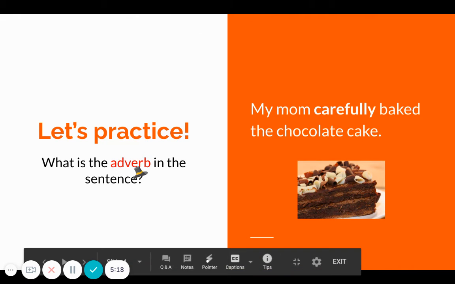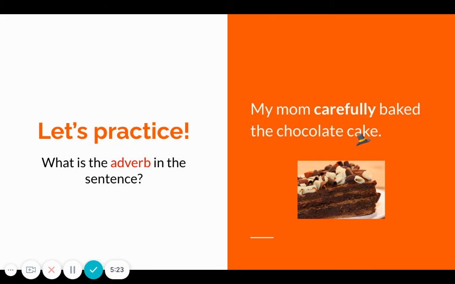What is the adverb in the sentence? My mom carefully baked the chocolate cake. So the verb in the sentence, or the action word, is baked, right? Baked means to gather some delicious ingredients and mix them together and then put it in a pan and stick it in the oven and let it bake, and it comes out nice and wonderful. So how did Mom bake the chocolate cake? She baked it carefully. How? And if you notice that little hint, this ends with an ly.